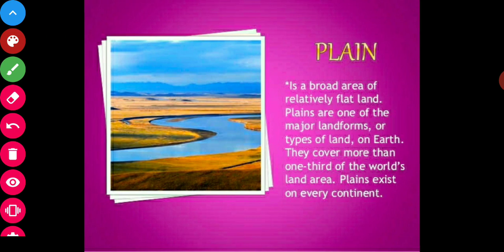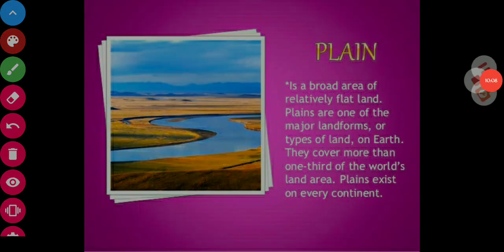Then plains. A plain is a broad area of relatively flat land. Plains are one of the major landforms, or types of land, on earth. They cover more than one third of the world's land area, and plains exist on every continent.